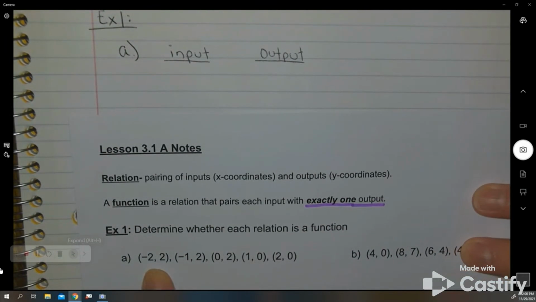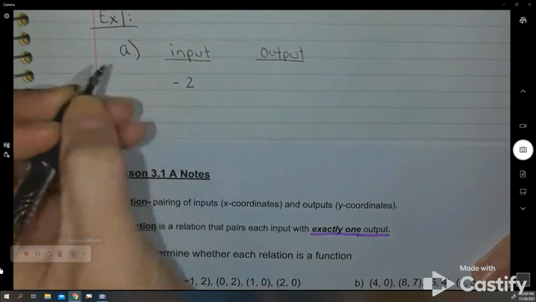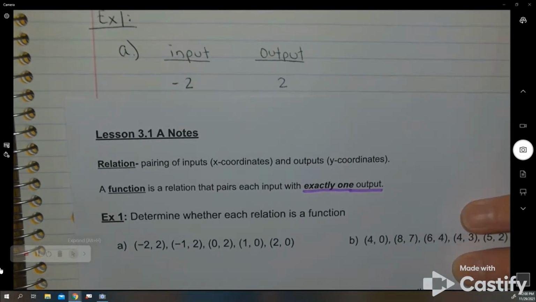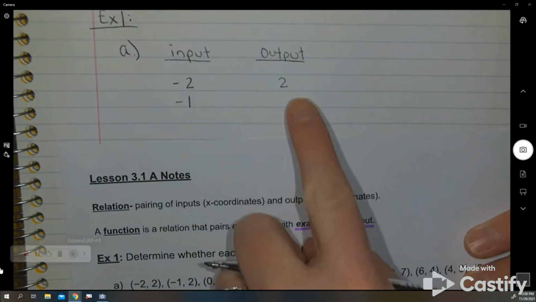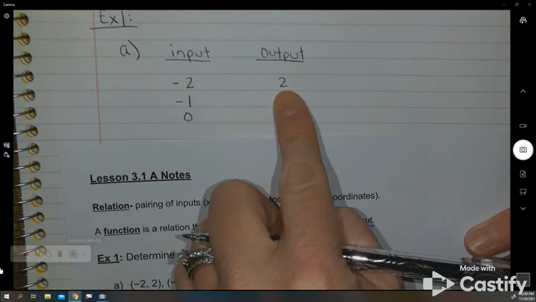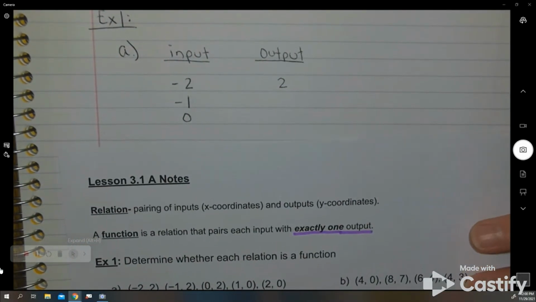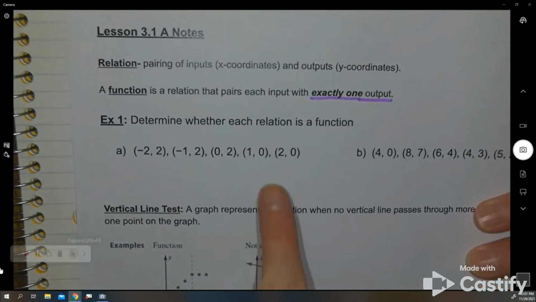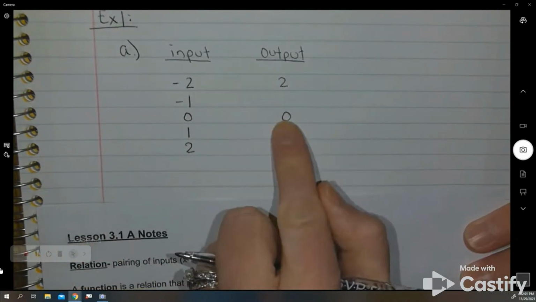So my first point I have here is -2, 2. So I have -2 in my input and +2 for my output. My next point, I have -1 for the input and +2 for the output. I already have that here, so I'm just going to leave it. My next point, I have 0 for the input, 2 for the output. So again, already there, I'm just going to leave that. Then I have 1, 0. So 1 is my input, 0 is my output. And then I have the point 2, 0. So 2 is my input, and again, 0 is my output, already there.